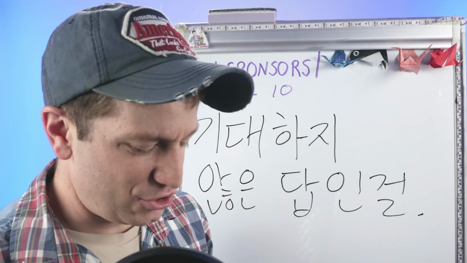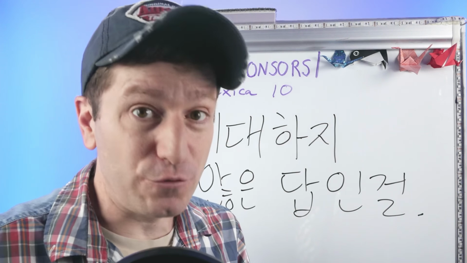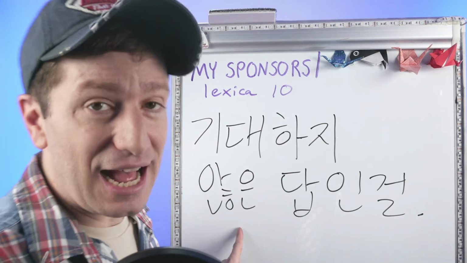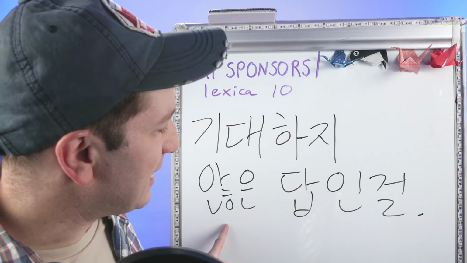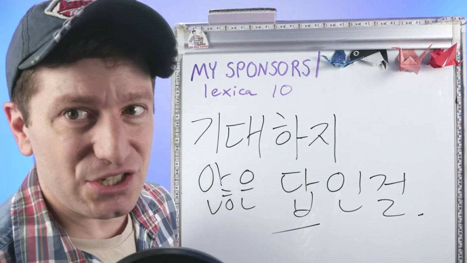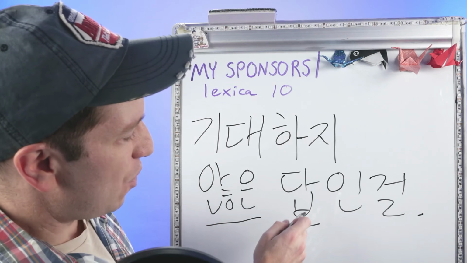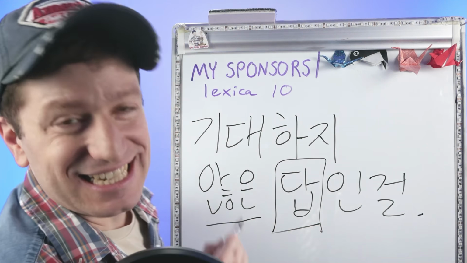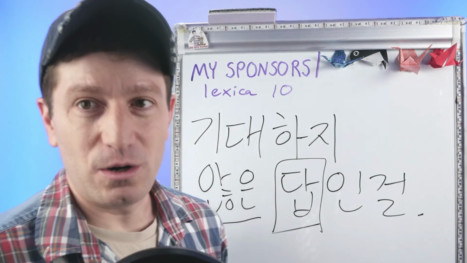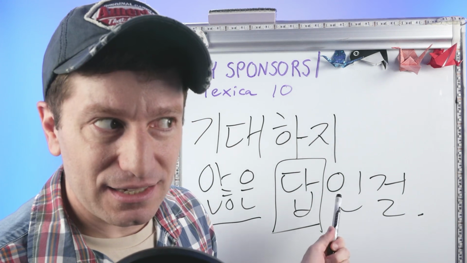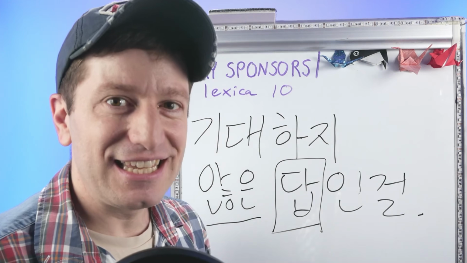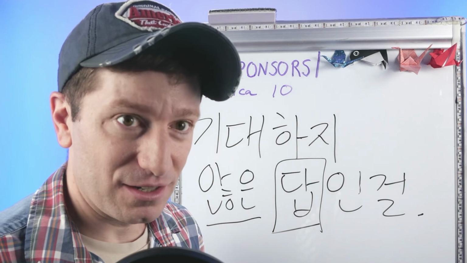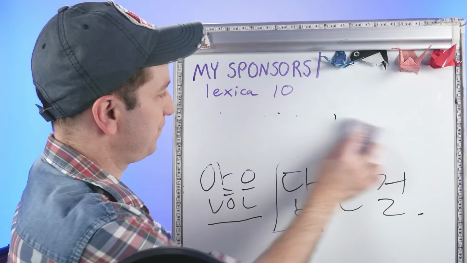기대하다 is to expect or just to look forward to. 기대하지 않다, to not expect. In this case, 기대하지 않은 답. 답 is an answer. 않은 is the past tense. So an answer that I didn't expect. 인 걸. So this is 이다, to be, in an adjective form in the present tense, which is just 인. 기대하지 않은 답인 걸. Well, that's an answer I didn't expect.